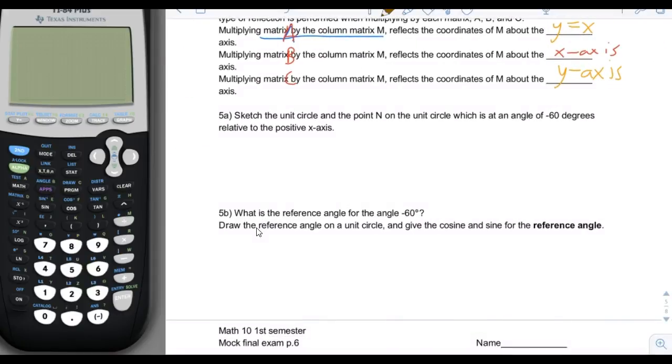Okay. Next one. Sketch the unit circle and the point N on the unit circle, which is at an angle of -60 degrees relative to the positive x-axis. Okay. So I'm going to draw a unit circle, and I'm going to draw a point N on the unit circle, and the point N is at an angle of -60 degrees relative to the positive x-axis. Remember, the positive x-axis is this side of the x-axis, okay? And the angle is -60 degrees relative to that. So it's kind of like that, right?